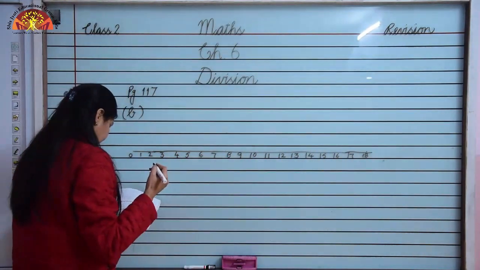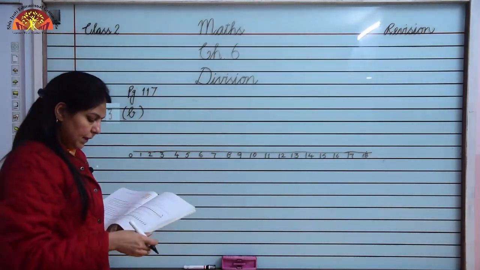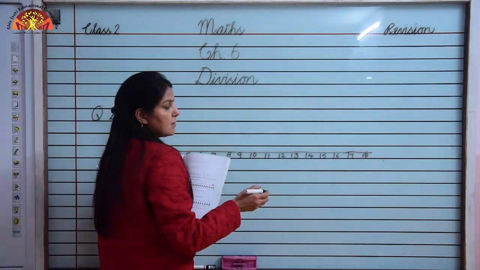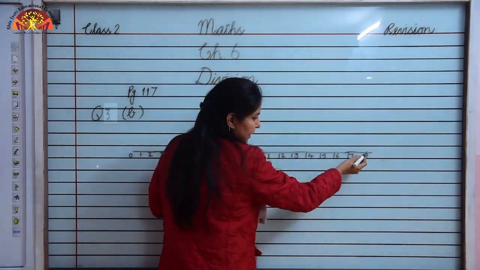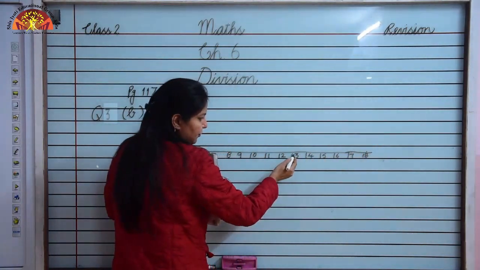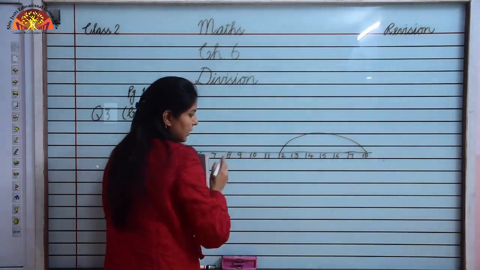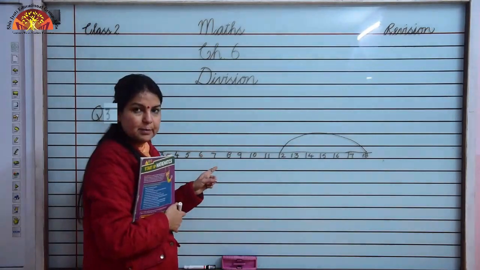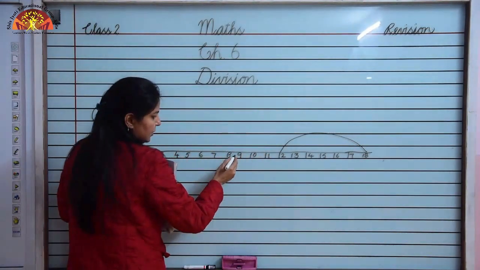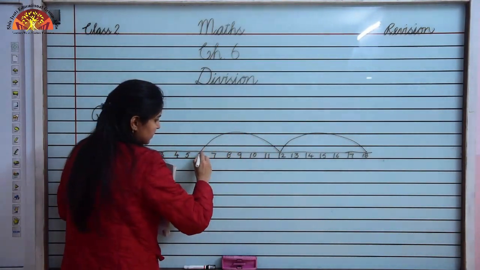Here we are dividing 18 bananas. That's why we are starting from 18. And among 6 family members, so we will take 6 steps back from 18. This is 1, 2, 3, 4, 5, 6 and we will reach 12. Okay. Again we will take 6 steps back from 12. 1, 2, 3, 4, 5, 6. Now we will reach 6.